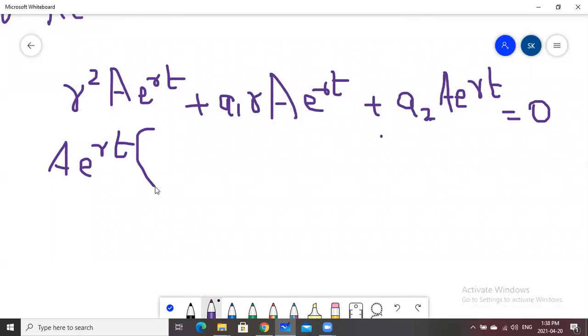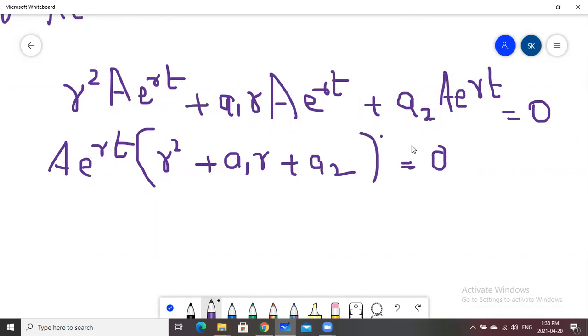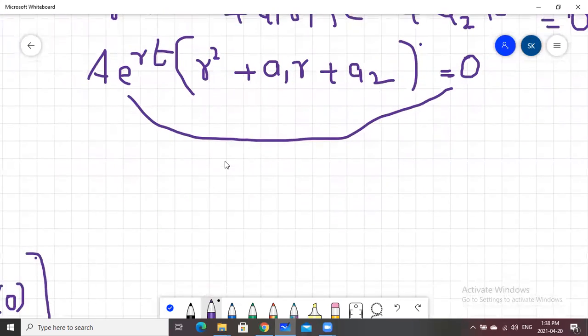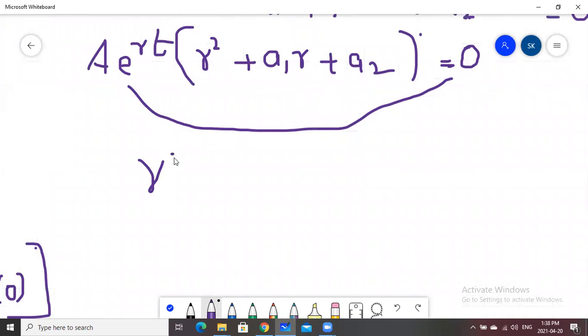What we will get in the bracket is r square plus a1r plus a2 is equal to 0. Now what happens over here is that if we shift this A e raised to power rt to the other side, we will get only this value, that is r square plus a1r plus a2 is equal to 0.